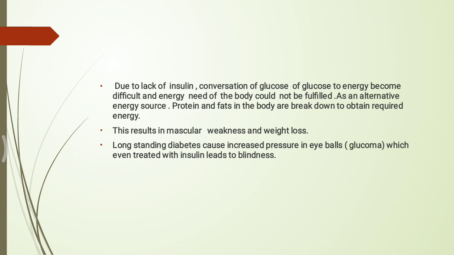Then there are different symptoms of diabetes, that is polyuria, meaning increased output of urine. Then polydipsia, meaning increased thirst. Then glucosuria, then ketonuria, then ketonemia, then weight loss and weakness, and last glaucoma.